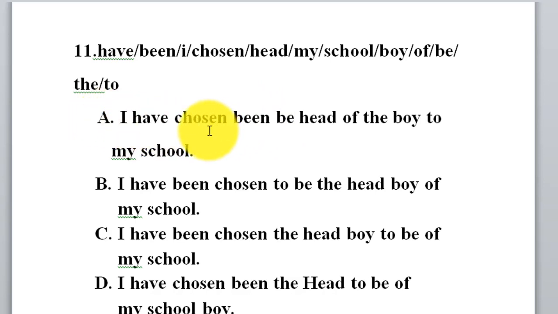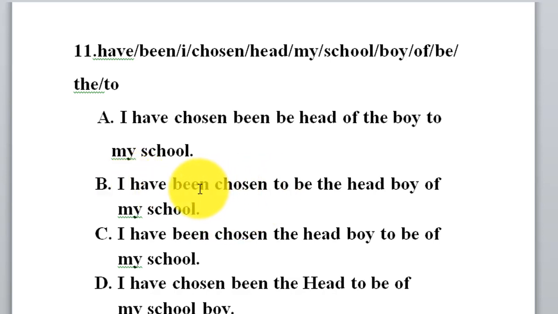The words are not written correctly. Absolutely. We simply look at the position of this perfective word, which makes the statement wrong. So we can answer this simply. It doesn't take two minutes or even one minute to answer. I can answer this question in a microsecond. In B: I have been chosen to be the head boy of my school. Absolutely. Up to here it is correct.